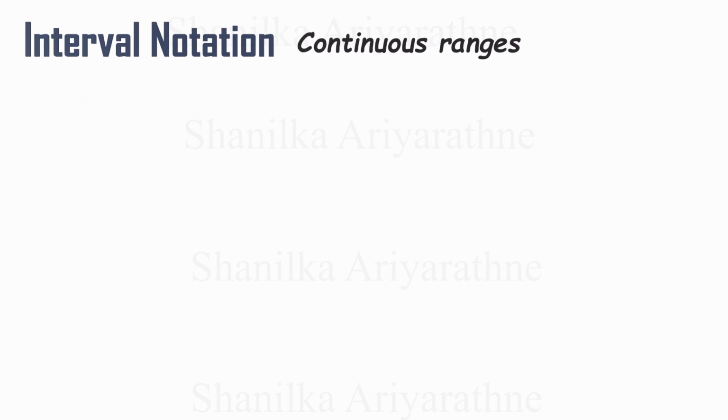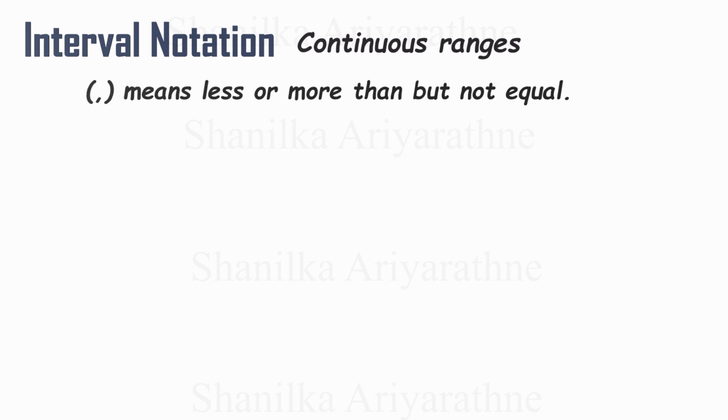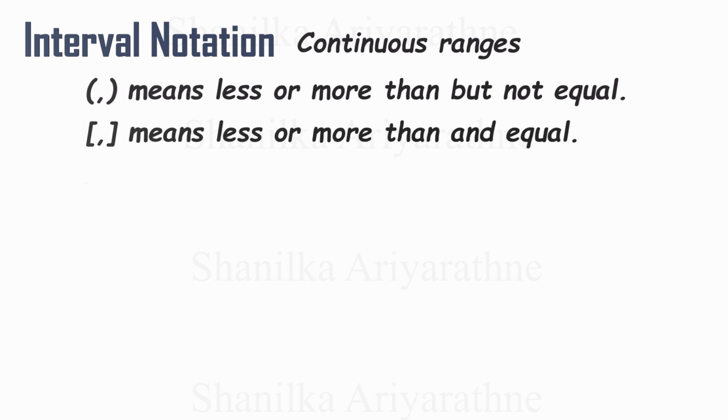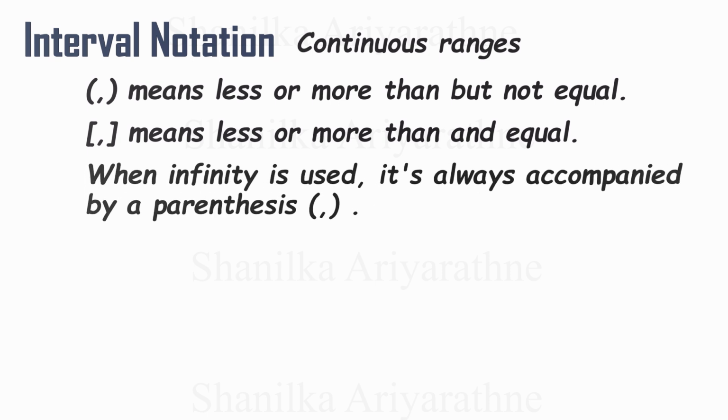Interval notation is handy when dealing with continuous ranges. Instead of using the familiar inequality symbols, it uses brackets. Here's a quick guide. Parentheses mean less than, but not including, or greater than but not including. Hard brackets mean less than or equal to, or greater than or equal to. For interval notation, you need two endpoints. If you only know one limit, you use infinity for the other. And remember, when infinity is used in interval notation, it's always accompanied by a parenthesis, not a hard bracket.